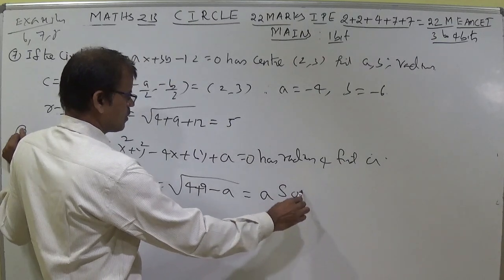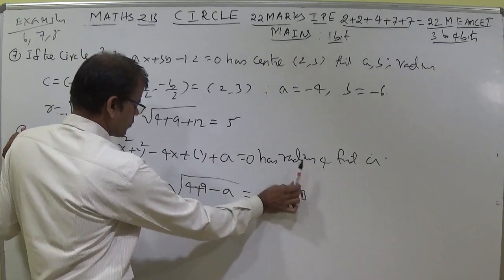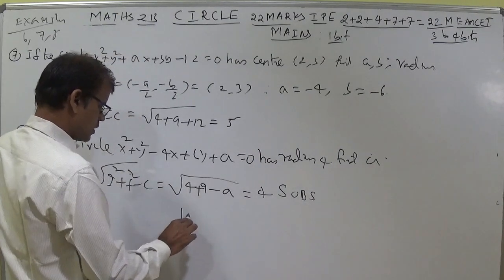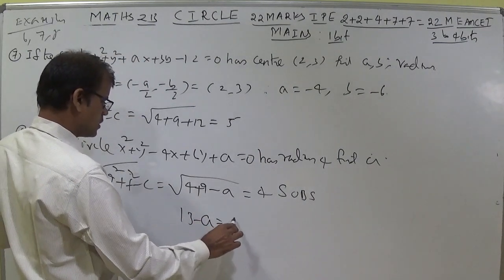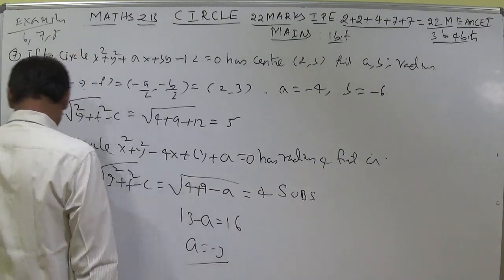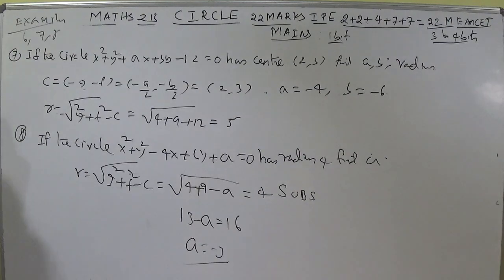Now, it is equal to 4. Squaring both sides, you can write here 13 minus a is equal to 16. So, a is equal to minus 3. That's a very easy sum.